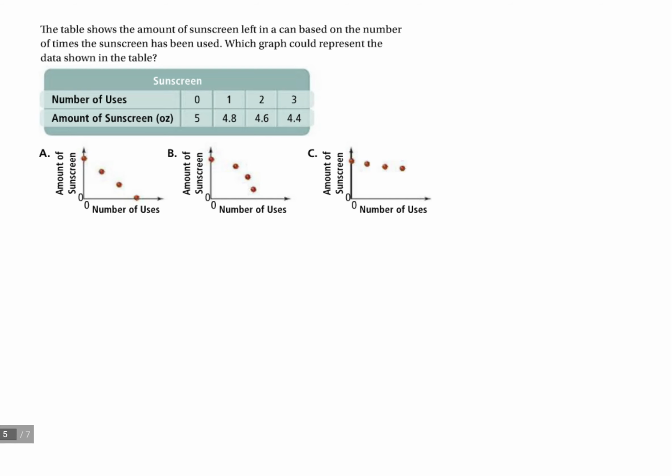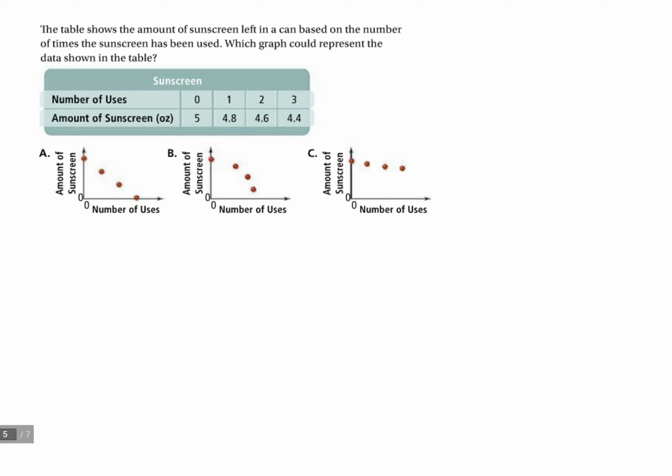And if you look at it, 5 to 4.8 to 4.6 to 4.4, we're decreasing by like 0.2 each time. So we're changing by the same amount each time. Does A show a change by the same amount each time? Does it look like a line, basically, is what I'm saying? And the answer is yes. Okay, so it could be A.